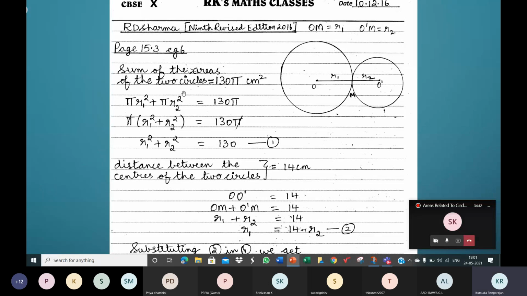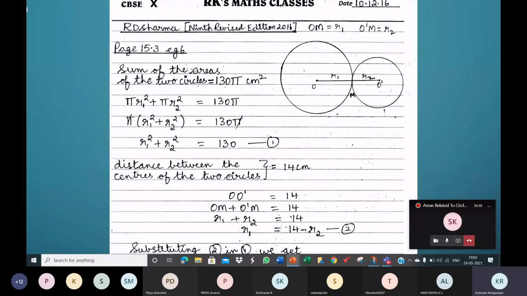So now the sum of their areas is 130 pi. That means the area of this circle, pi R1 square, plus the area of this circle, pi R2 square. When you add the areas of the 2 circles, the answer is 130 pi. So take out pi common, and pi on either side gets cancelled. And we have R1 square plus R2 square is equal to 130.